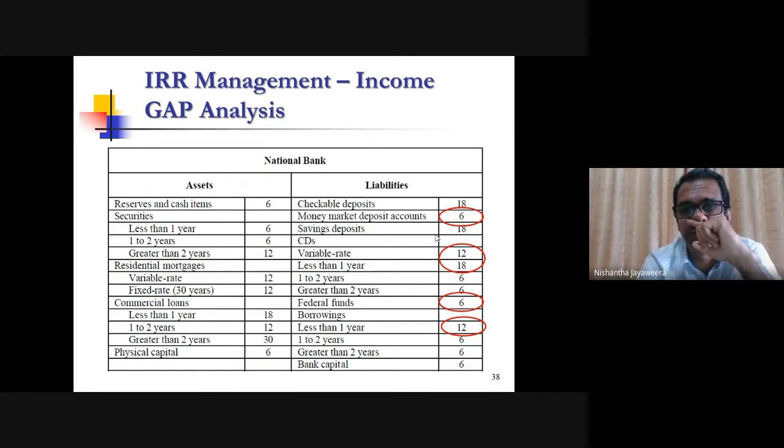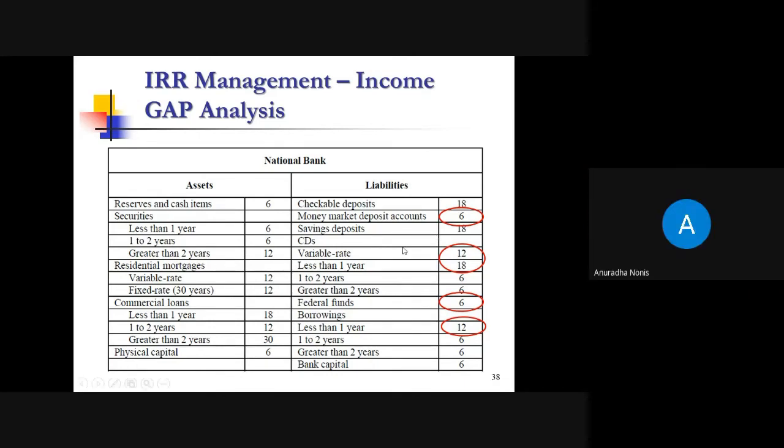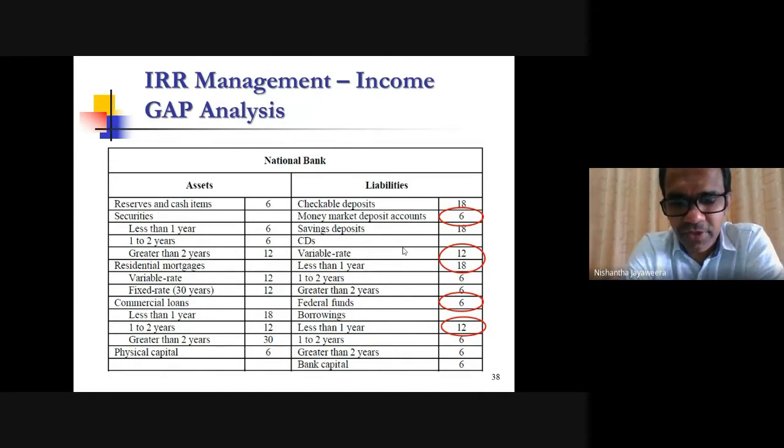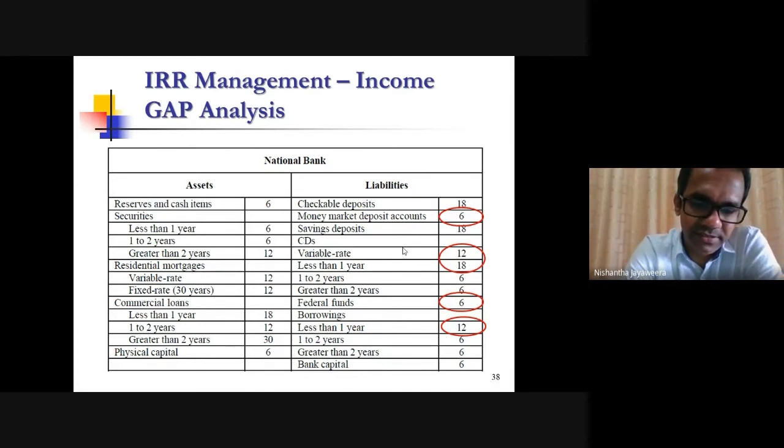Anything else that you think we have to consider? Sir, excuse me. Yes. Savings deposits normally go to the less than 1 year bucket, no, because it rolls over frequently. Yes, rollover means how frequently you adjust the interest rate for savings. That's what you have to consider.